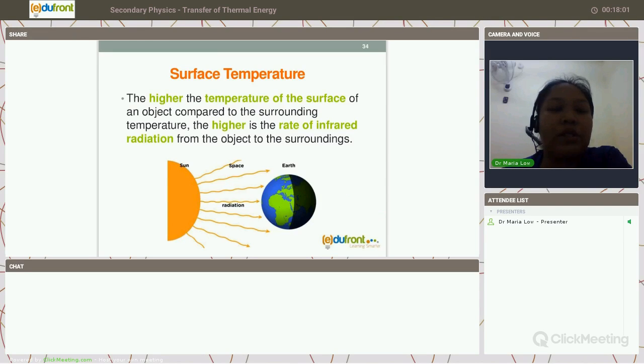The factor regarding surface temperature is that the higher the temperature of the surface of an object as compared to the surrounding temperature, the higher is the rate of infrared radiation from the object to the surrounding. So one good example is the Sun to Earth. The Sun's temperature on the surface is very great, so it is capable of transmitting infrared radiation to the Earth quickly.